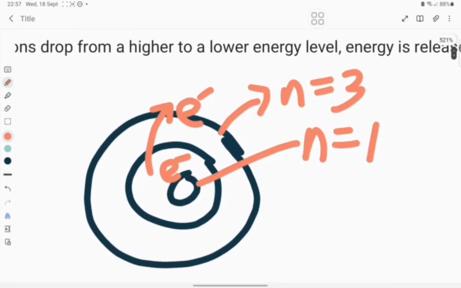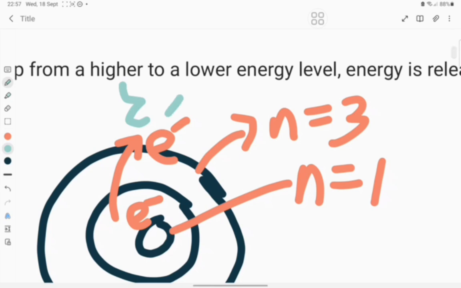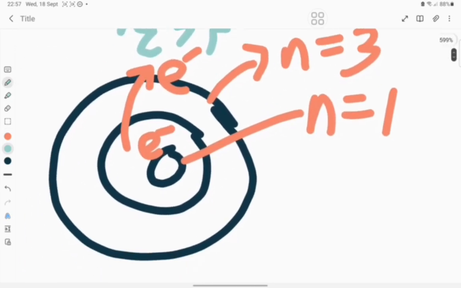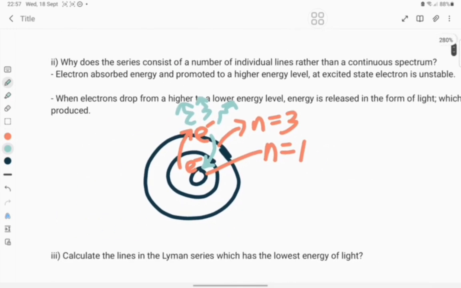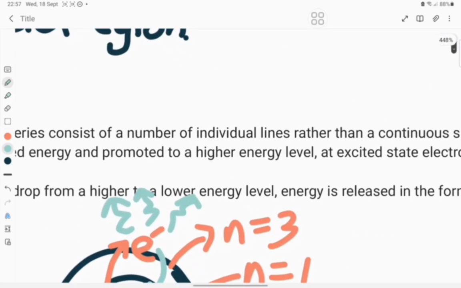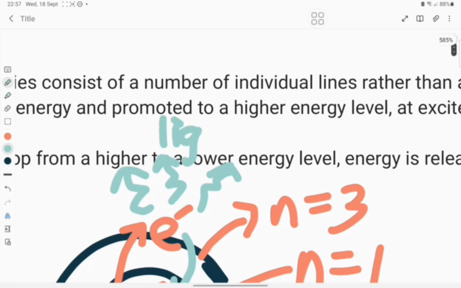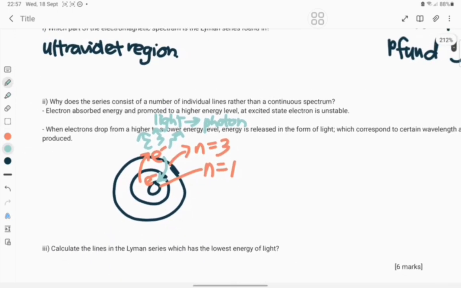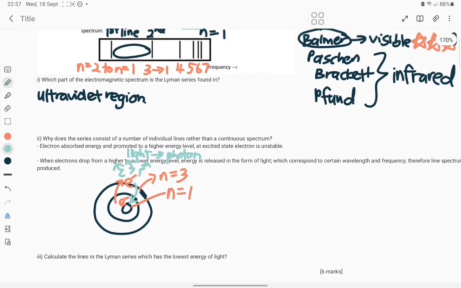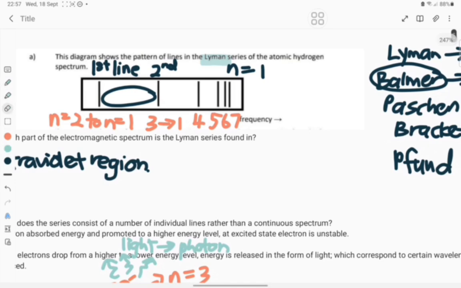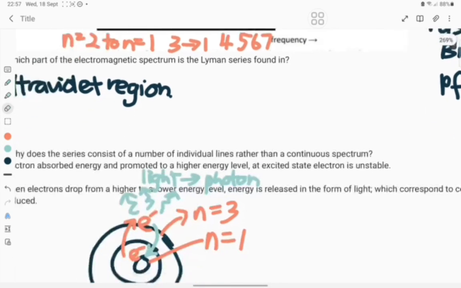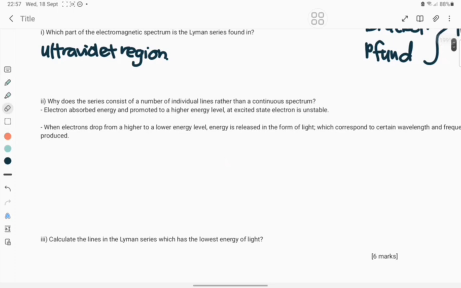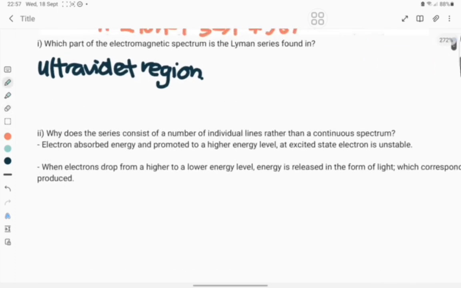Okay, therefore it will release energy. When it releases energy, it drops back to a lower energy level, and this energy is in the form of light, also known as photon. Okay. Therefore, it forms line spectrum like what we could see in this diagram. Then we just transfer the diagram that I drew just now into sentences.